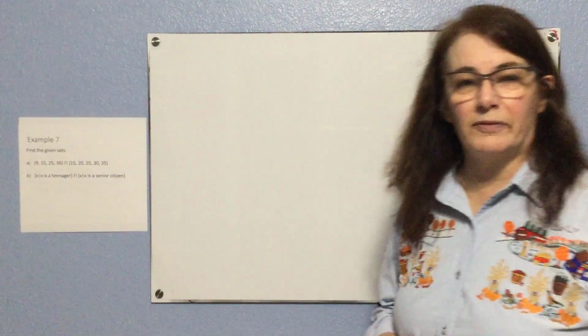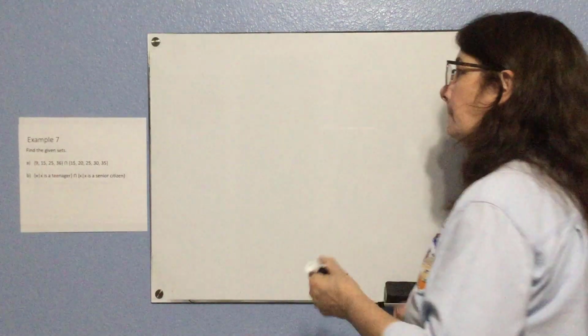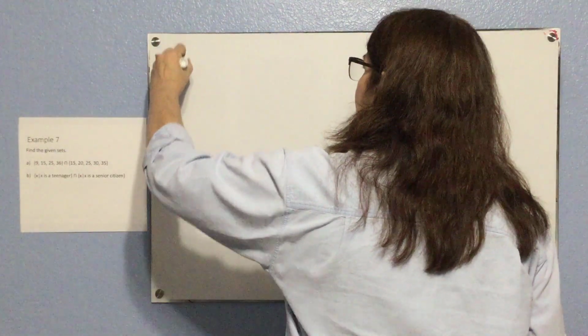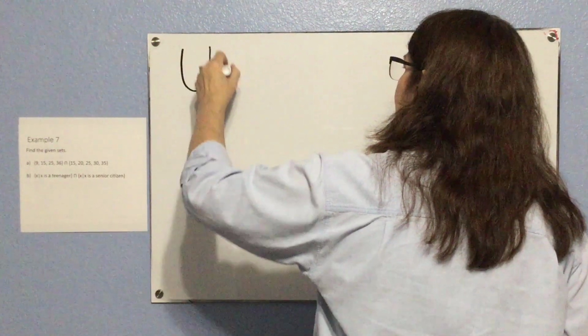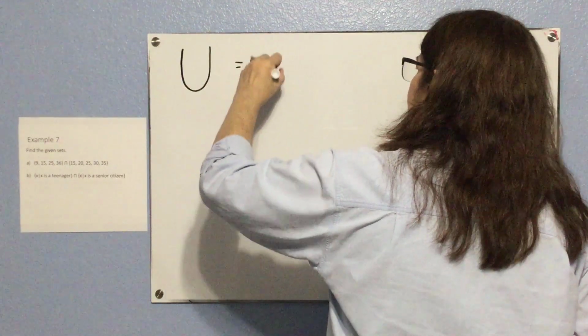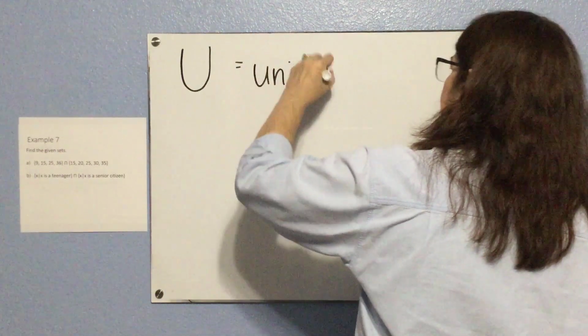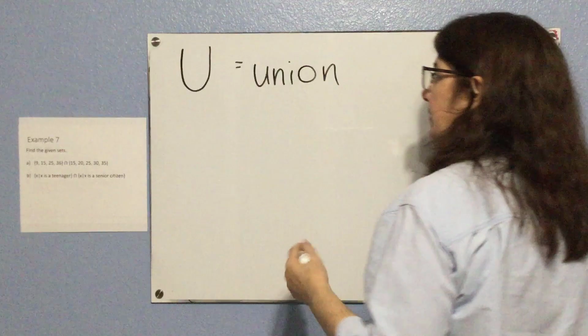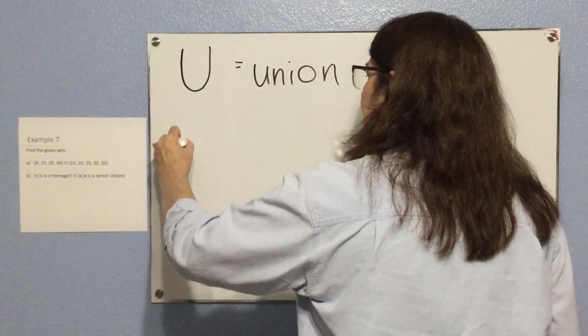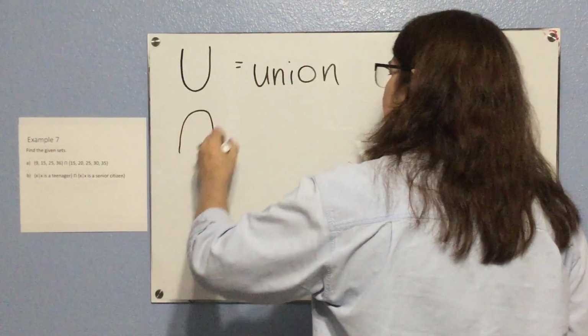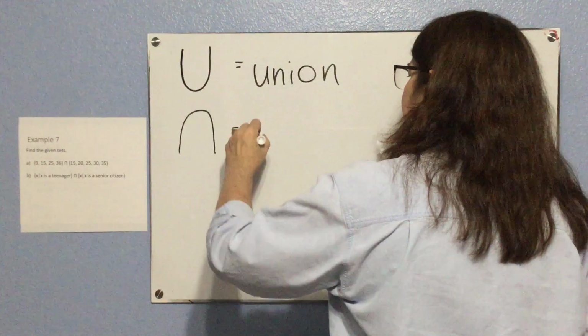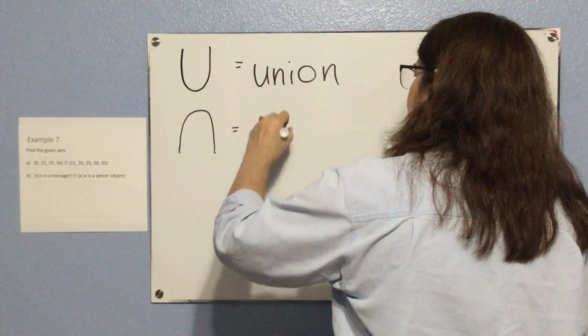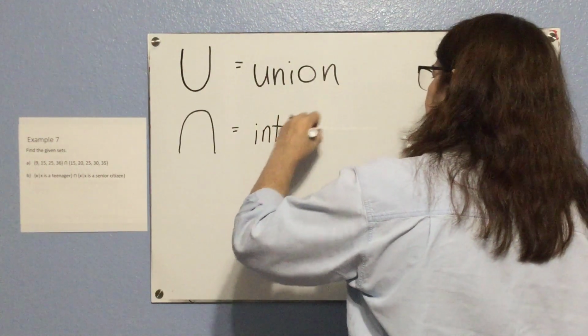Okay, time for some more symbols. If you see this between two sets, that stands for union. Pretty easy to remember. If you see this between two sets, that is the intersection.